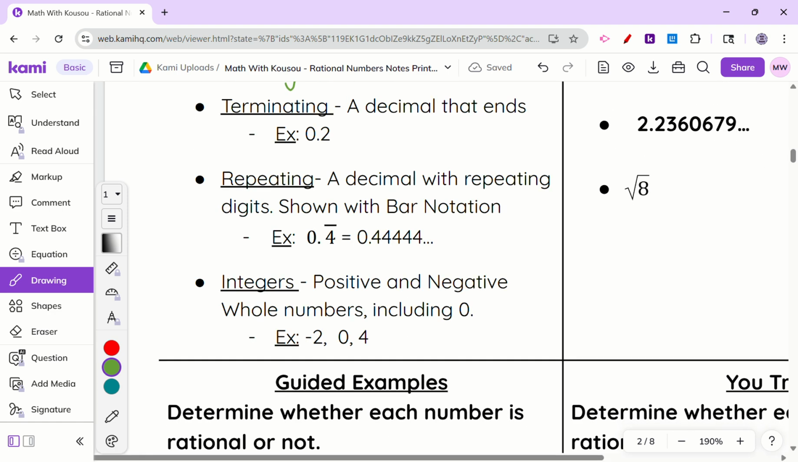And then integers, these are the positive and negative whole numbers that include 0. So if you were to look at a number line, they typically have your positive and negative whole numbers that include 0. So for example, -2, 0, and 4, those are integers.